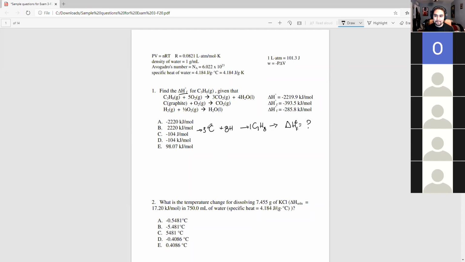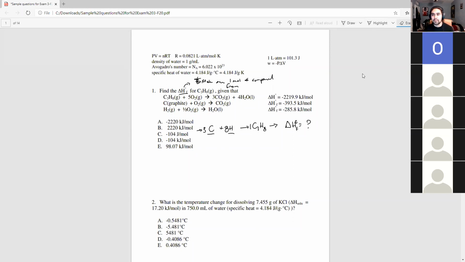Yes. What's your question about it? How did you make it up? So enthalpy of formation, what it means is that you basically make 1 mole of compound from its elemental elements. So in this case being carbon and hydrogen, since those are the elementals.